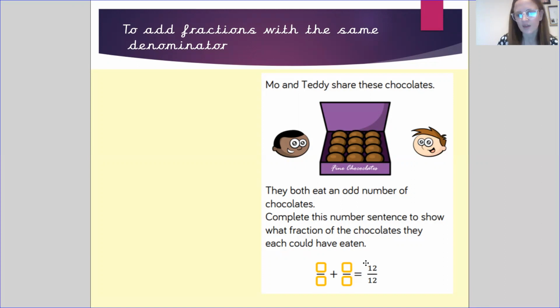So if they eat in total 12 over 12, that actually means they eat all of them. So how many chocolates could Mo have had? How many chocolates could Teddy have had if they both had an odd number of chocolates? Are there more than one option for how many they had? So you can show me your working for that, please.